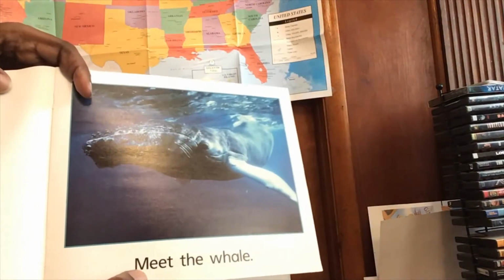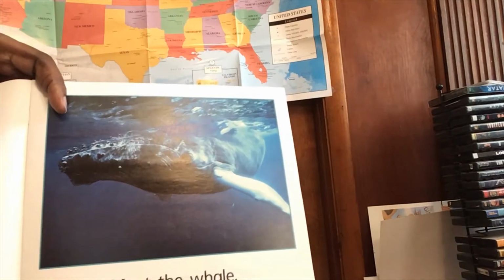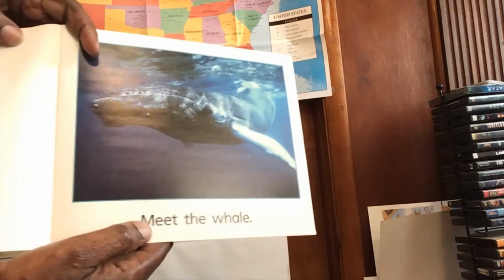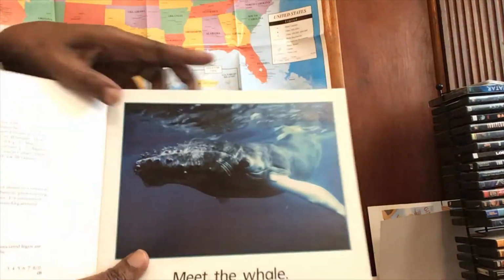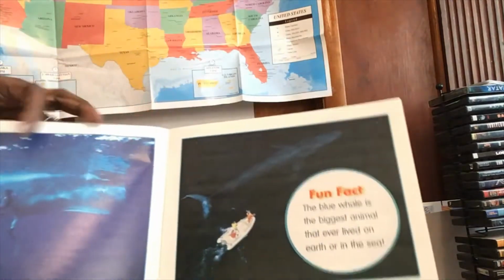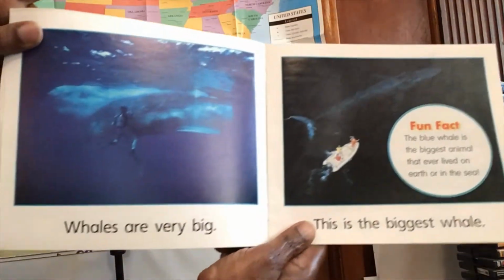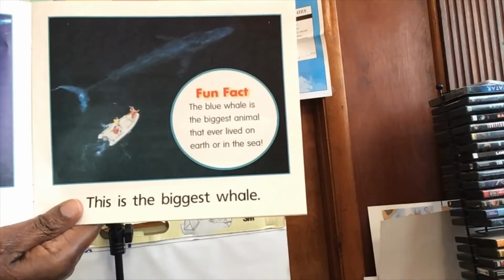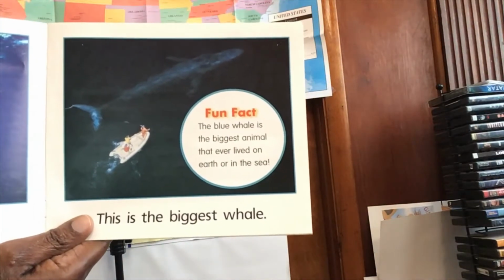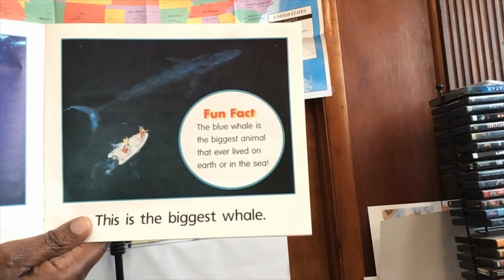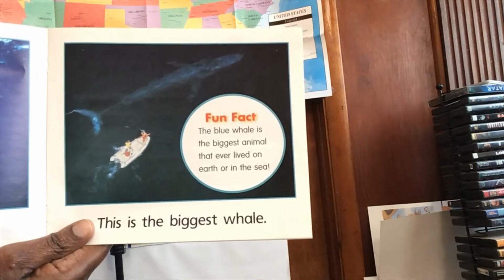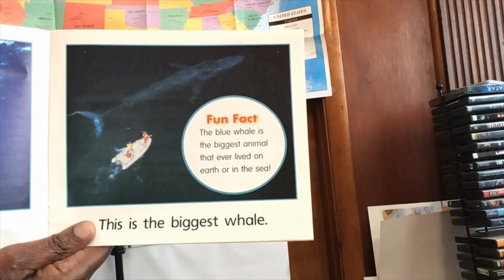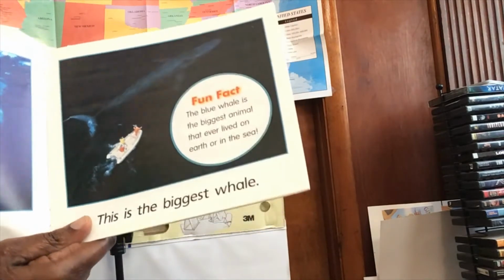When I read, I start here. And when I read this way, I stop at the period. Meet the whales. Whales are very big. This is the biggest whale. Fun fact, the blue whale is the biggest animal that ever lived on the earth or in the sea.